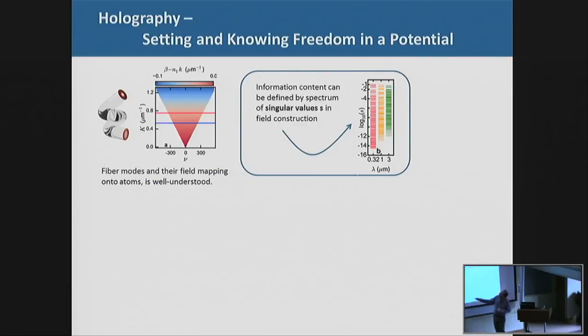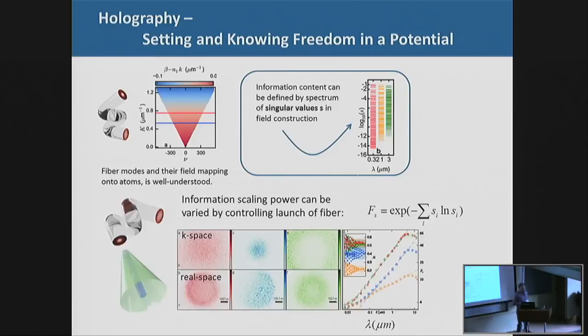Well, we actually understand the modes in these optical fibers relatively well and how they propagate into the chamber. So we can take mode decompositions of these things and figure out what the optical electric field looks like inside the chamber. And if we do that, we can decompose them into singular values and look at a spectrum. We can use that to define how much information is in the potential in the first place.